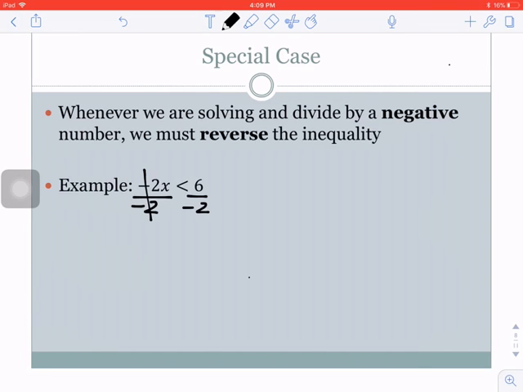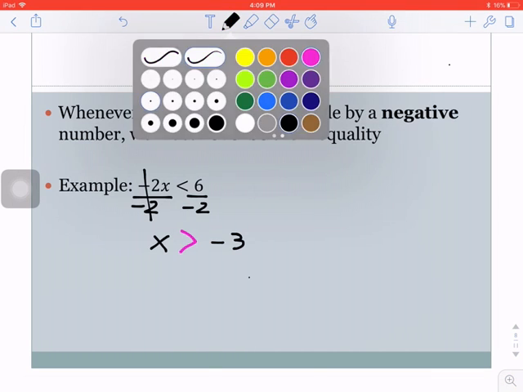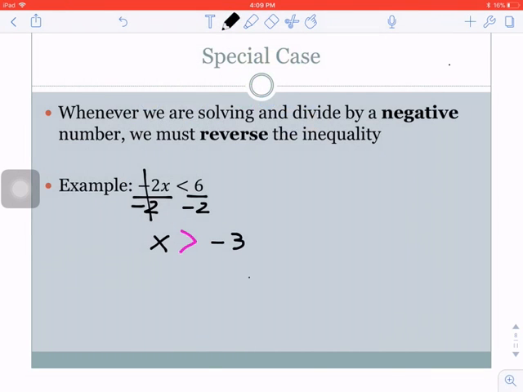When you divide both sides by negative 2, x is left on the left side, and on the right side it's negative 3. It's very important that you see here that since we're dividing by a negative number, this symbol switches. And it doesn't switch because the answer is negative 3. It switches because we're dividing by a negative 2.